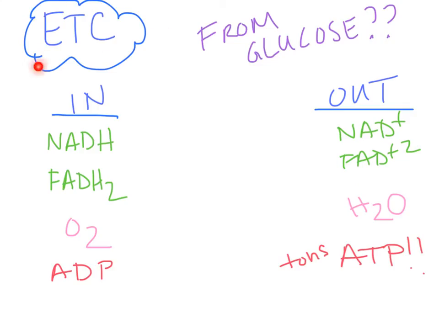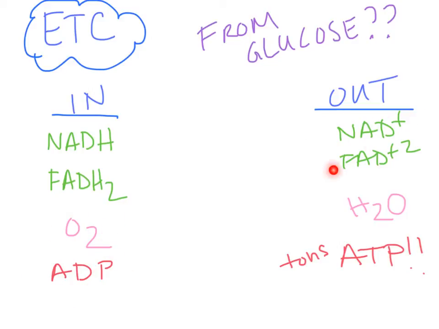We look at the electron transport chain, what goes in and what comes out. We see we've put in the electron carriers. We grab those hydrogens and electrons from the Krebs cycle, from glucose. We add oxygen, right? That doesn't come from any glucose or any other molecules. You breathe that in. Of course, we need ADP to add the phosphate to.